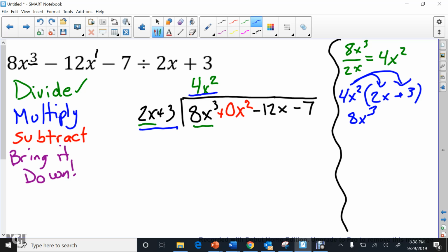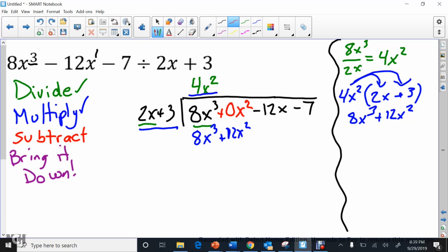I finished distributing 4x squared to 2x. Now I should multiply 4x squared to 3. I have a positive 4 times a positive 3, which gives me a positive 12. And then this x squared has no other x's to combine with, so it stays an x squared. This answer will go underneath our dividend. Okay, we have finished our multiplication step for the first round.